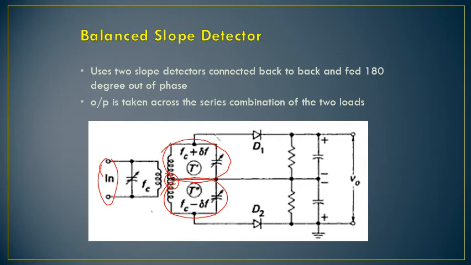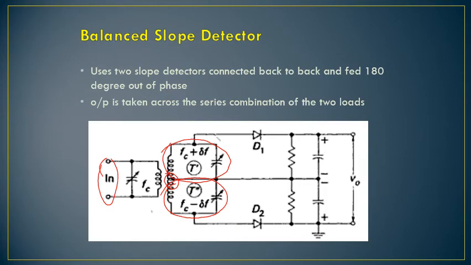For this particular tuned circuit, the resonant frequency is what? Fc minus delta f. It is too far than that of the input, right? Input is Fc plus delta f, this is Fc minus delta f. So this is not going to produce maximum voltage, but it is going to produce a very little voltage.